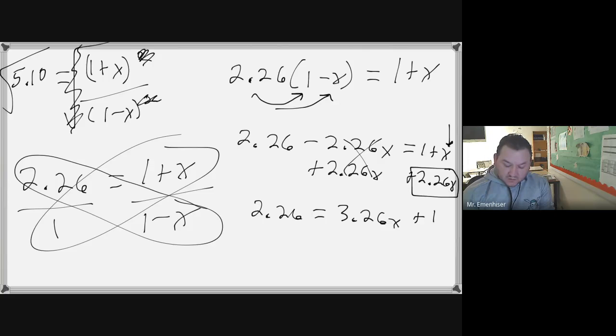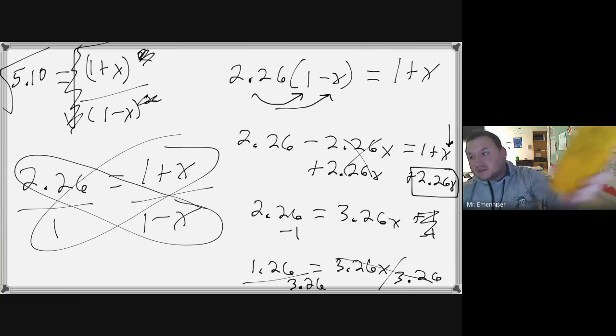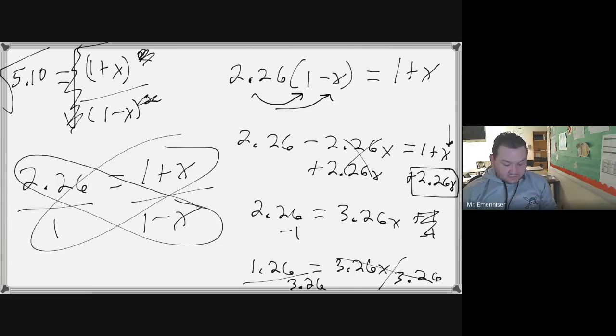So now I can subtract the 1 from both sides. It's gone on this side. So that is 1.26 equals 3.26X. And then divide both sides by 3.26. That's gone, leaving me the X. And X is 1.26 divided by 3.26, 0.38... Holy moly, 0.387.